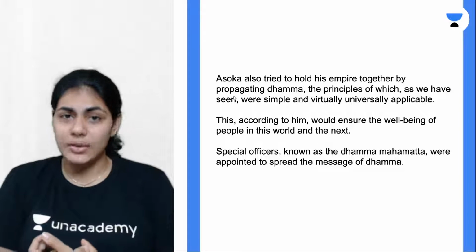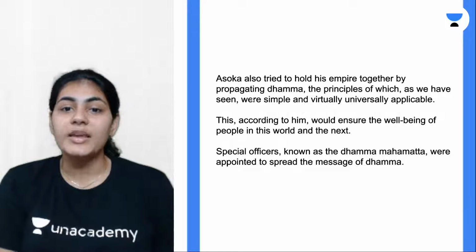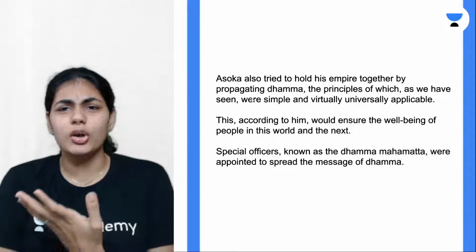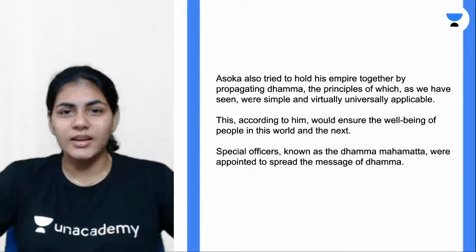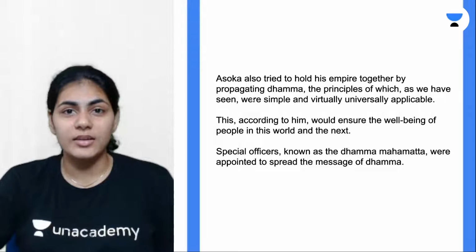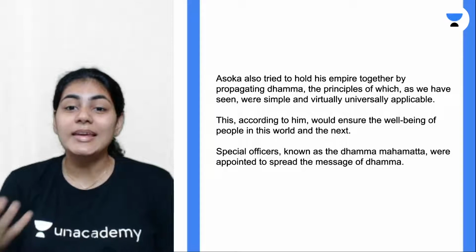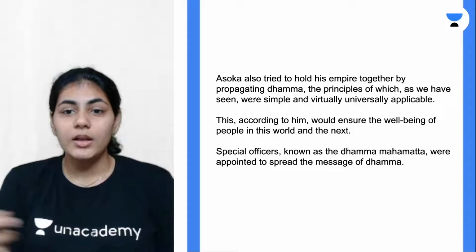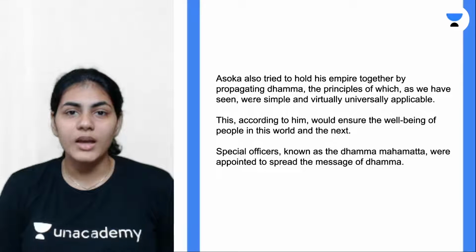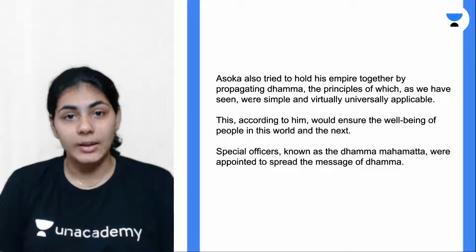To a certain extent, he was successful in doing that. So he thought that Dhamma is very essential. People need to live a good way of life. They should not indulge in robbing, cheating, stealing, all of these bad things people are not supposed to do. In fact, they should lead a very moral way of life, right? And in order to spread his message, he even appointed special officers called Dhamma Mahamattas to spread the message of Dhamma. So that's what Ashoka did, because he believed in the principles of Dhamma.